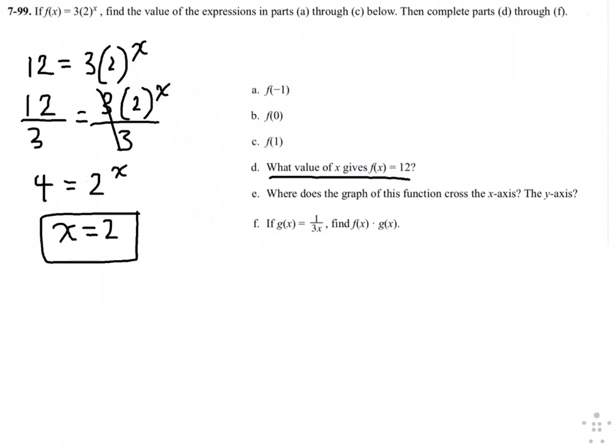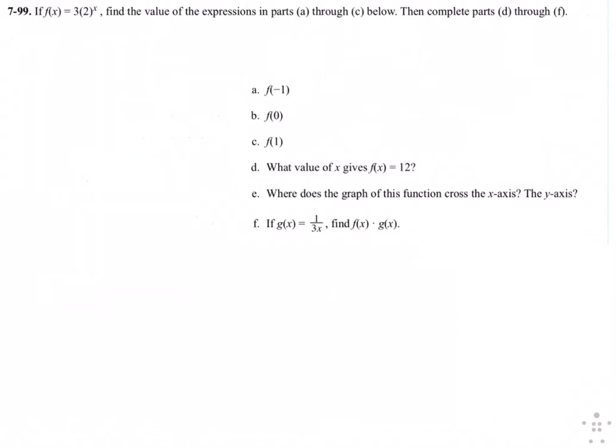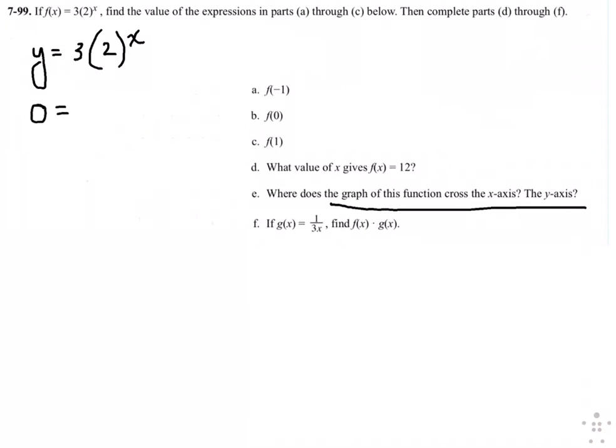Okay, and moving on, let's make some space for E. E is saying, where does it cross the x and y axis? So they're looking for the x and y intercepts. So let's rewrite this function as y equals 3 times 2 to the x. That's a little easier to think about. So first they're saying, where does the graph of the function cross the x-axis? When it crosses the x-axis, that means y is 0. So y equals 3 times 2 to the x.